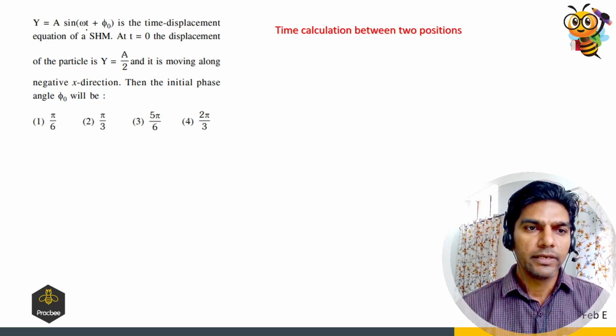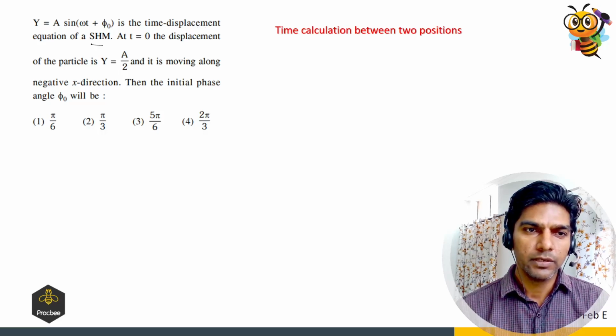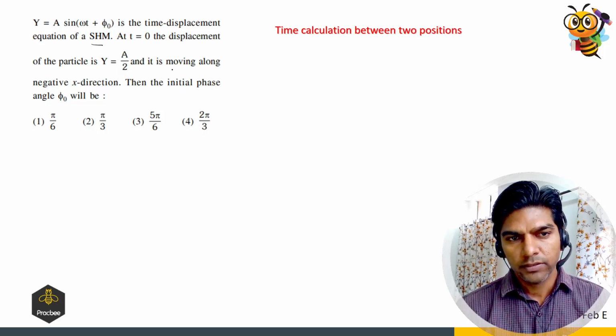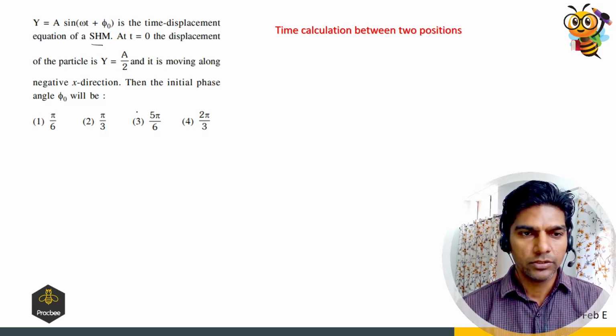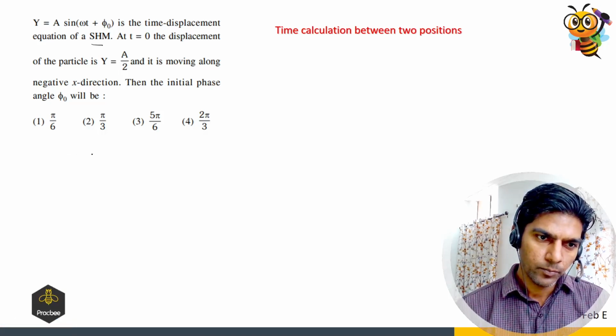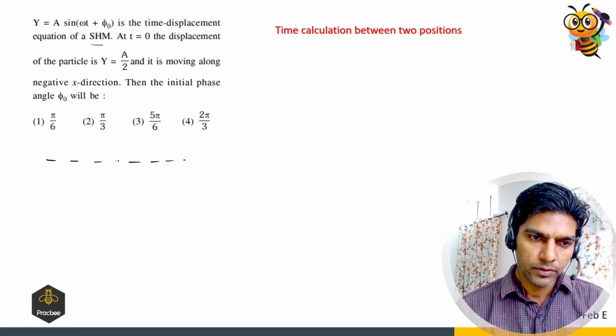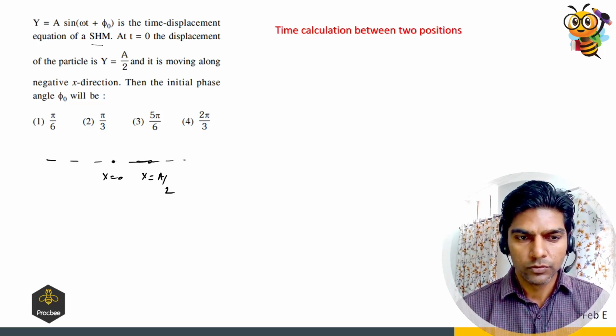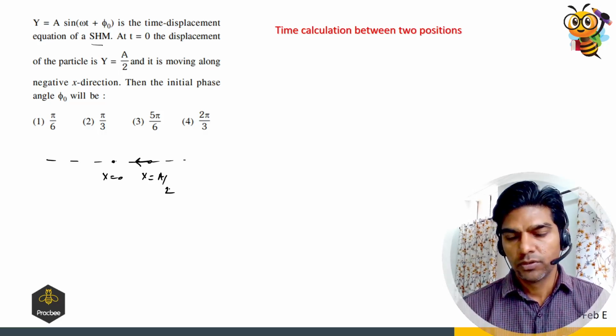y equals A sine omega t plus phi naught is the time displacement equation of simple harmonic motion. At t equals 0, the displacement of the particle is y equals A by 2, and it is moving along the negative x direction, then the initial phase angle. So if I show the path of the particle, this is x equals 0, and this is x equals A by 2, and the particle is going in the left direction. So the position is A by 2.